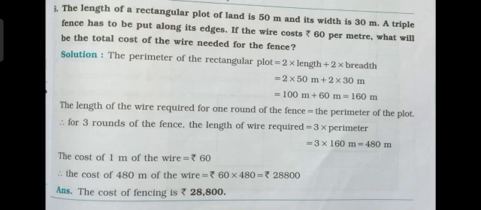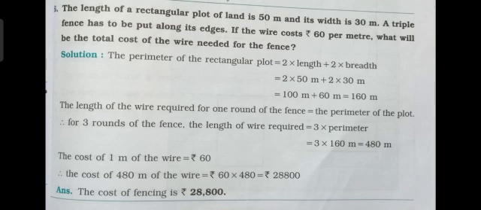So, the perimeter of the rectangular plot is equal to 2 into length plus 2 into breadth, that is equal to 50 meter and 30 meter. So 2 into 50 meter plus 2 into 30 meter, that is 100 meter plus 60 meter, that is equal to 160 meter. That is the perimeter of the rectangular plot.